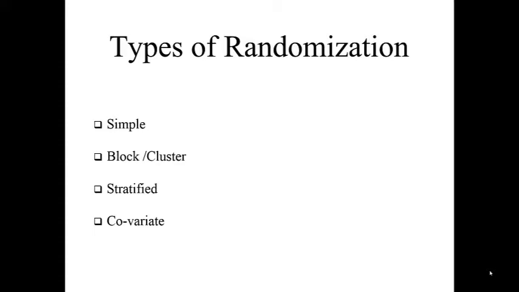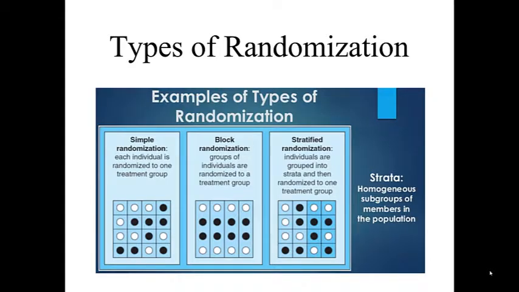So the types of randomization, we have different types of randomization we use in our clinical trials: simple, block, which is cluster, the one we use here, stratified, and covariate. In simple randomization, each individual is randomized to each of the treatment groups. In block or cluster randomization, the whole group of individuals rather than the individuals are randomized to the treatment group. And stratified randomization is the one where they have homogeneous subgroups of members, which are divided into separate strata, and after that they are randomized.